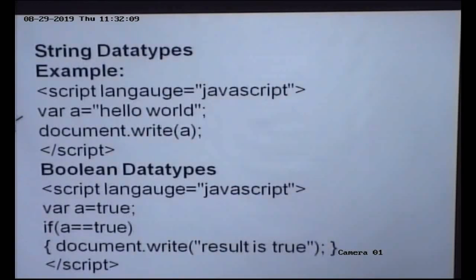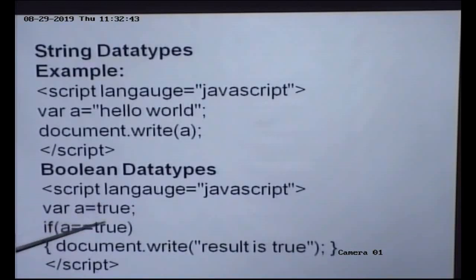Next example is the string data type. Here you are using a variable a is equal to hello world, and you use the write method to display the string type. So the output for this script is hello world. Next thing is boolean. As I said earlier, if you want to check the condition of a variable, that is either true or false. Here I am going to define the variable a is equal to true.